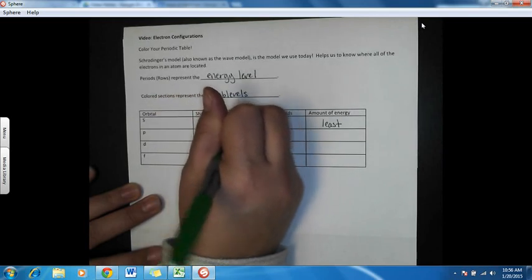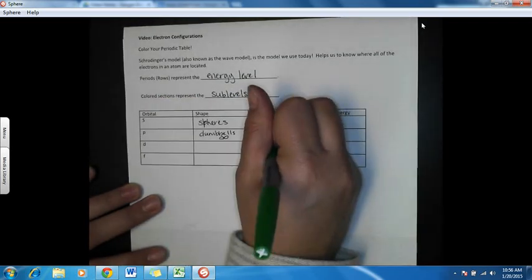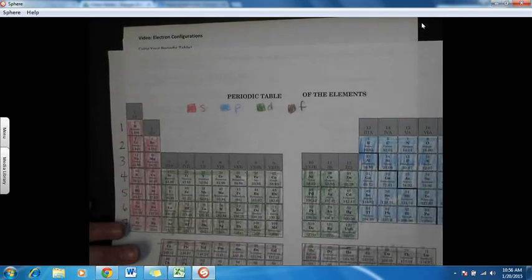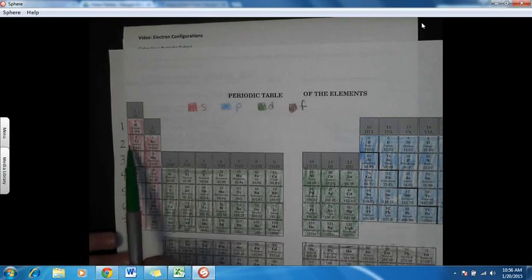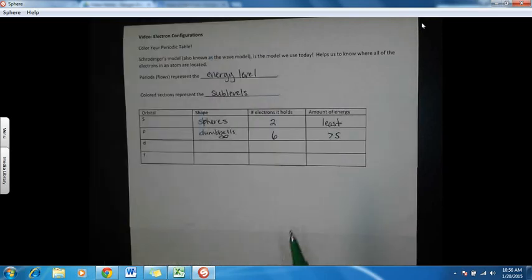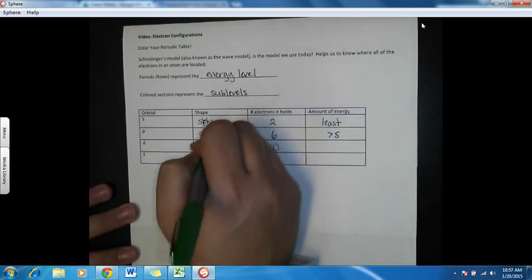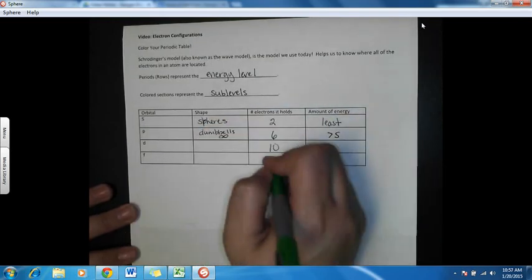P orbitals sort of look like dumbbells, or maybe even the infinity sign. They kind of look like that. They can hold up to 6 electrons, and they have slightly more energy than the S sublevel. If you look at the periodic table again, the S has 2 electrons, and there are 2 columns, 1, 2. P has 6, and there are 6 columns, 1, 2, 3, 4, 5, 6. D has 10, and there are 10 columns there, and F has 14.